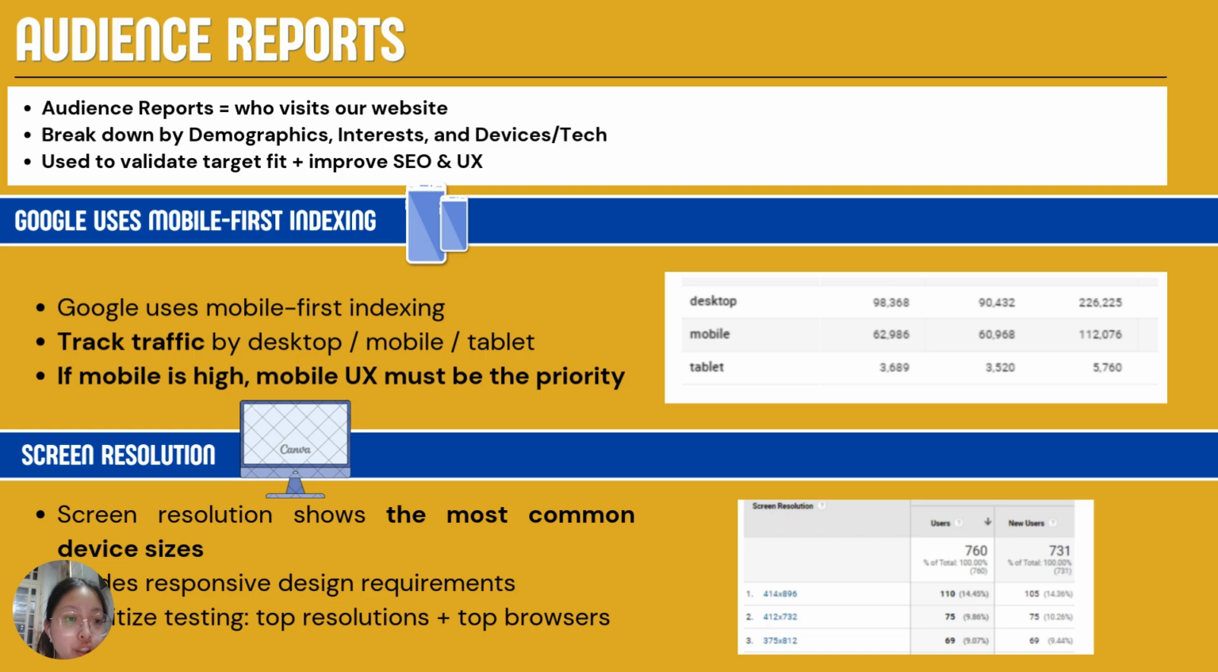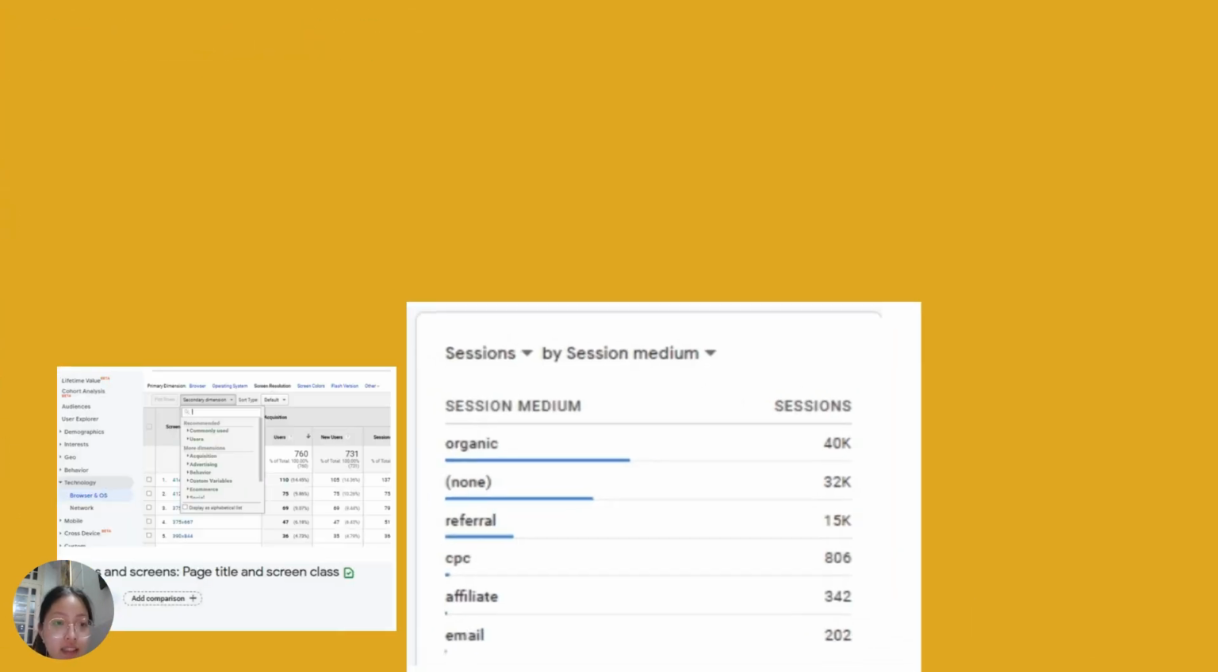Next is device. Google uses mobile-first indexing, so track traffic by desktop, mobile, and tablet. If mobile is high, mobile UX must be the priority. For screen resolution, it shows the most common device sizes. It guides responsive design requirements and prioritizes testing.